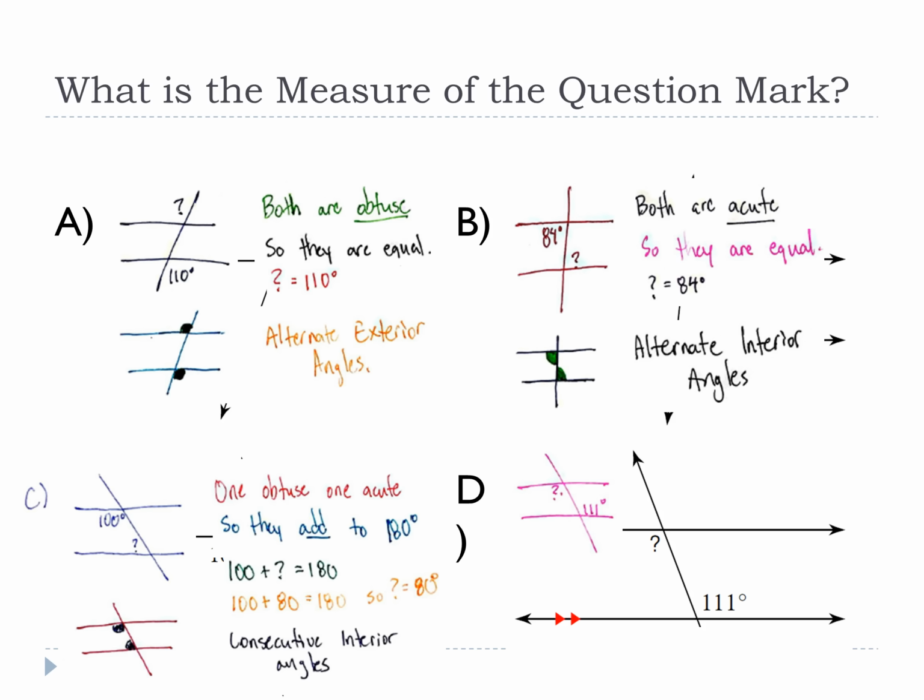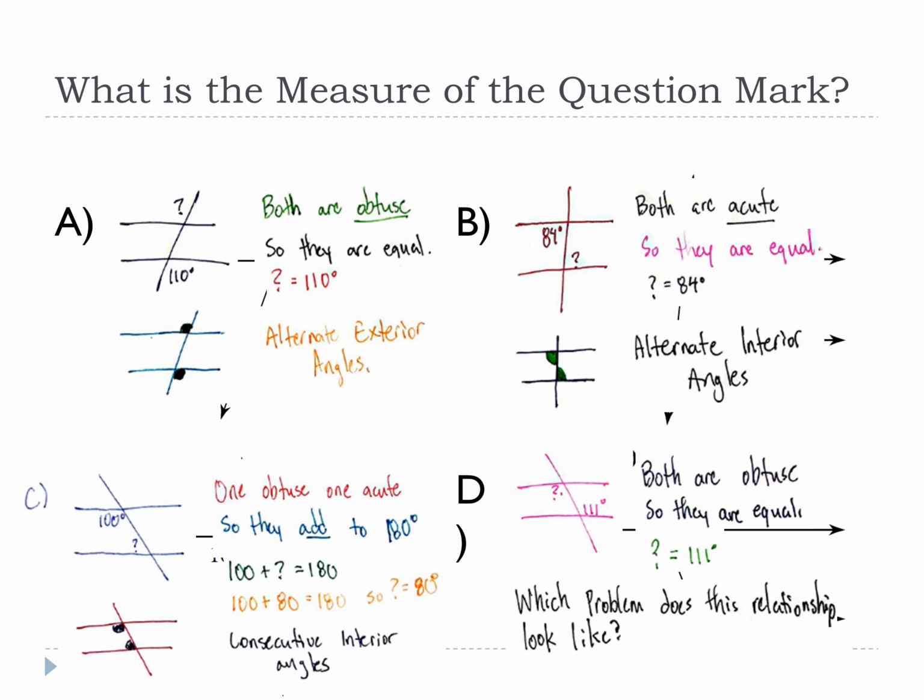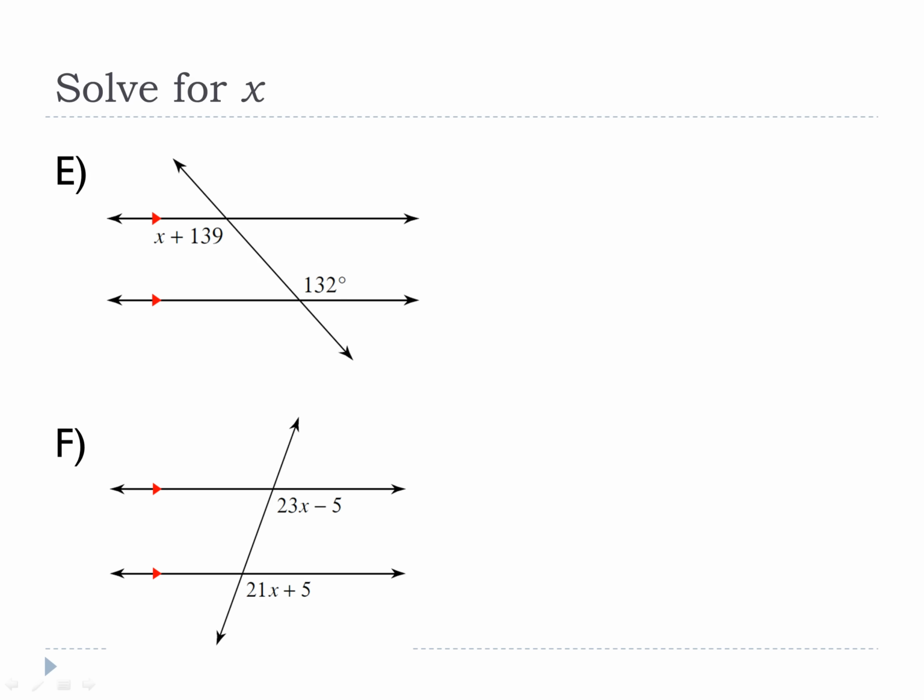All right, let's take a look at D. All right, both of them are obtuse, so they have to be equal. So the question mark has to equal 110, and that relationship really just looks like problem B. So there are definitely alternate interior angles. Sweet. So let's go a little bit deeper. This was just kind of like surface level checking for understanding. Let's go to adding algebra into this.